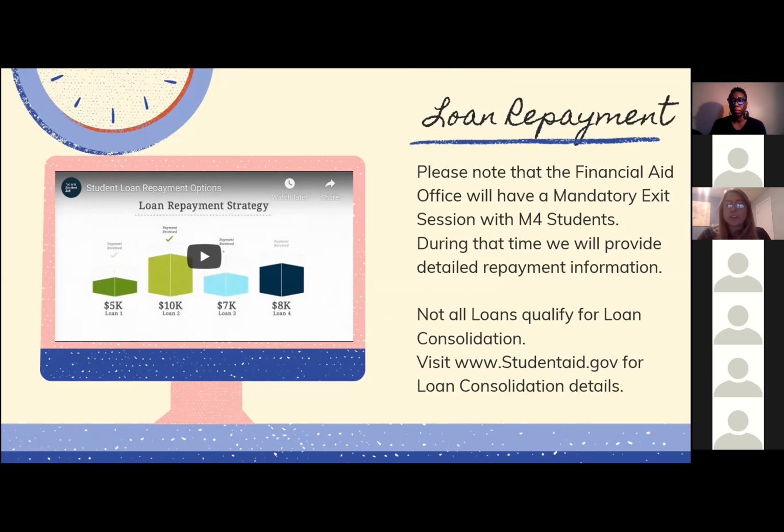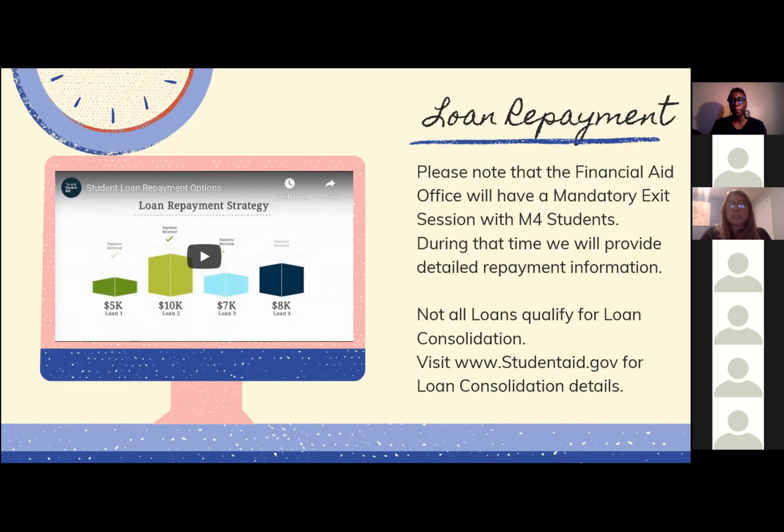In your fourth year, just like you had that mandatory one-on-one session in your M1 year, you're going to have a mandatory exit session. During that time, we will give you very detailed information pertaining to repayment options. A lot of the funding borrowed by our students is federal funding, so whoever is sitting in the Hill controls what is going on with these funds. Things can change on a year-to-year basis.